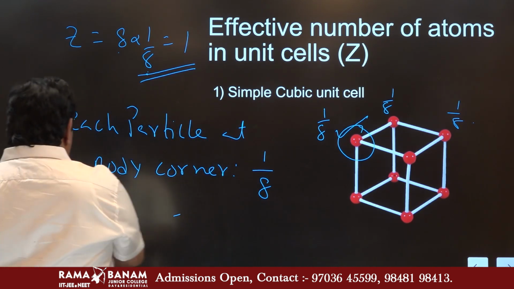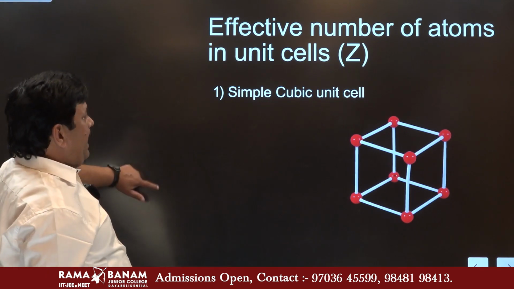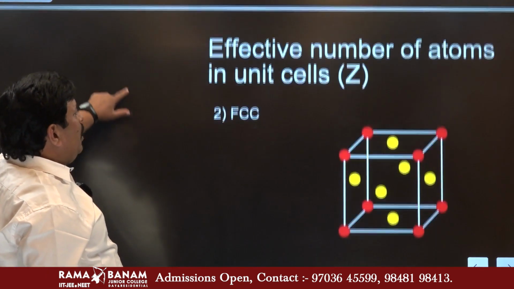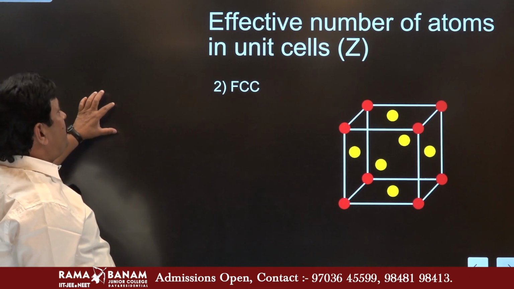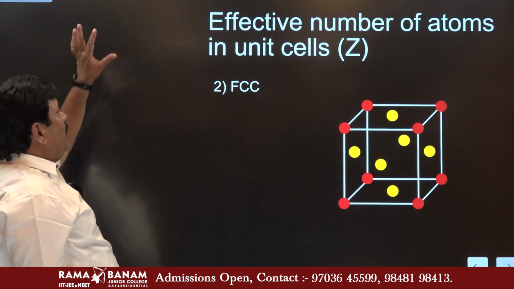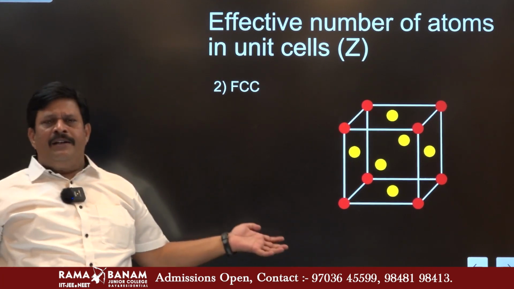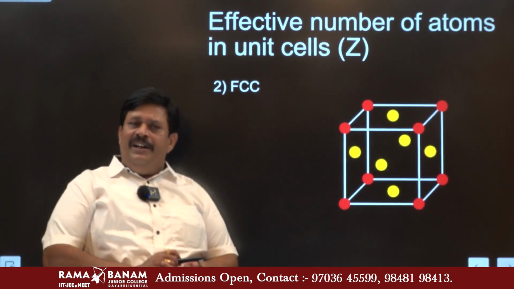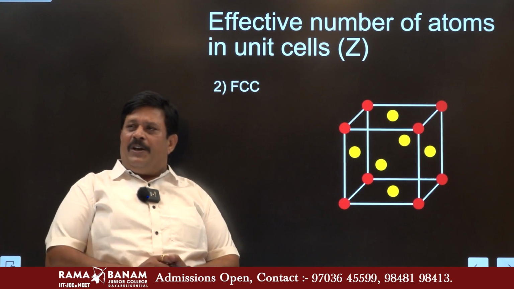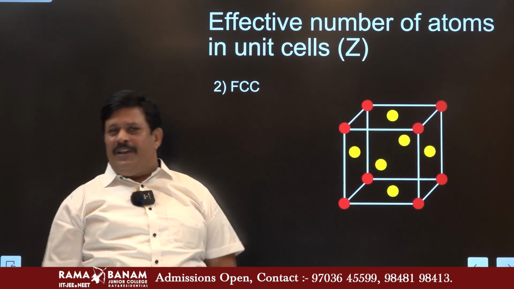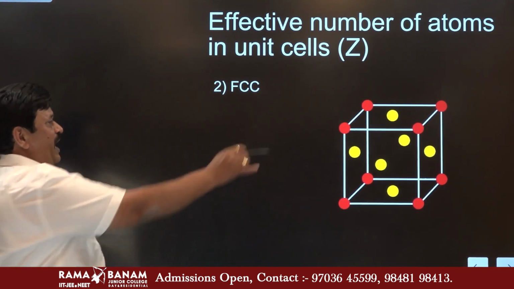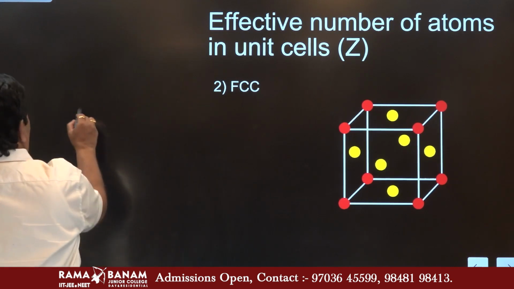Coming to FCC, how to calculate the effective number of atoms? That is, Z for FCC. See, simply, where the particle is located, how many such particles are there, and what is the contribution of those particles. We all know there are particles at body corners.